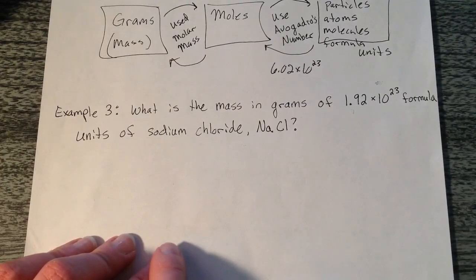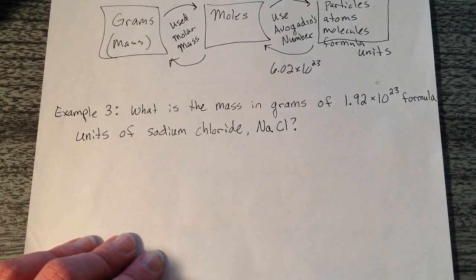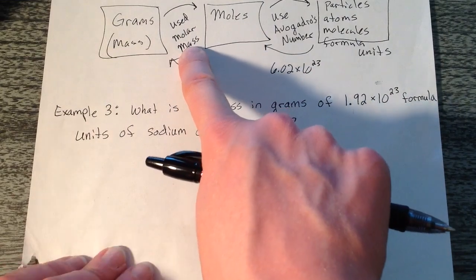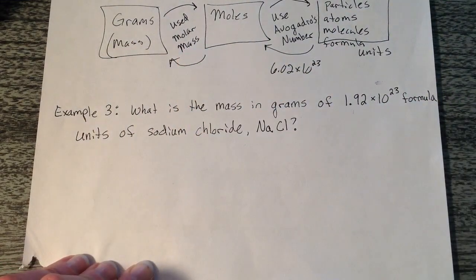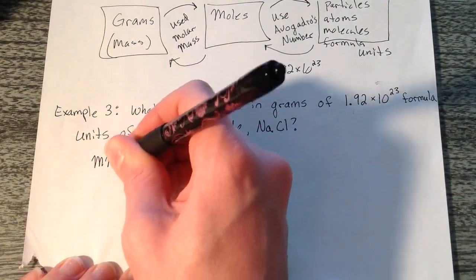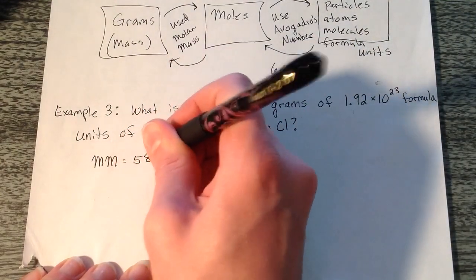So now let's see an example for this entire process. What is the mass in grams of 1.92 times 10 to the 23rd formula units of sodium chloride? I'm going to start by writing out my conversion factors as fractions. So I have molar mass. The molar mass of sodium chloride, and I'm going to abbreviate that as a capital MM, is 58.44.